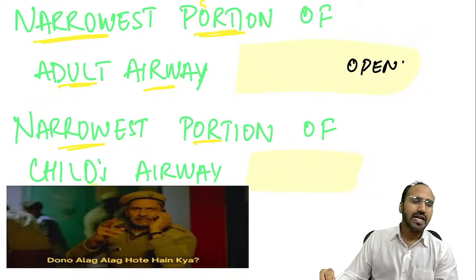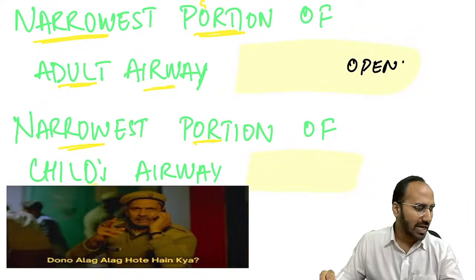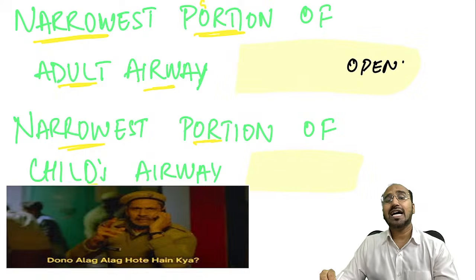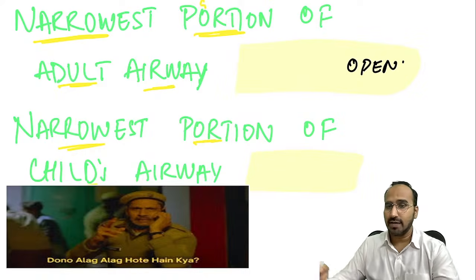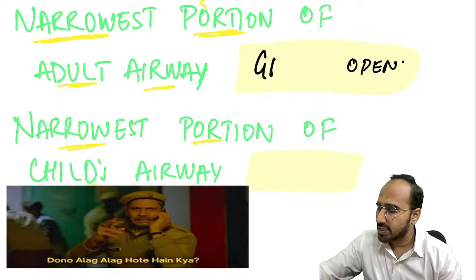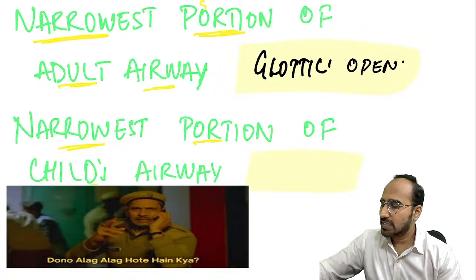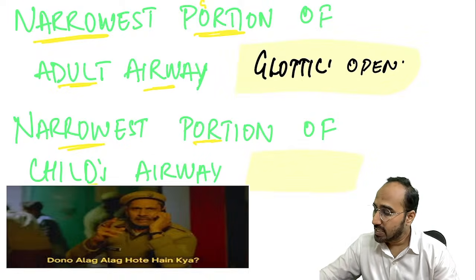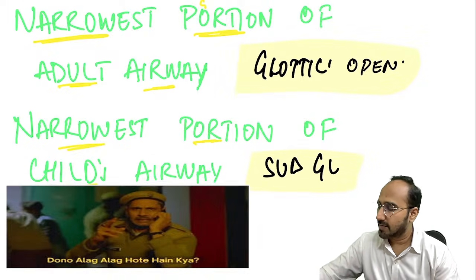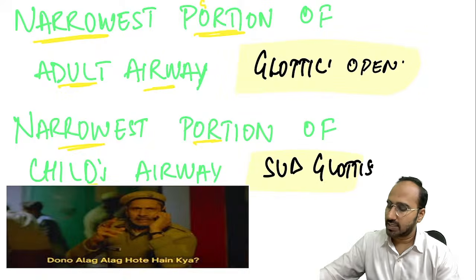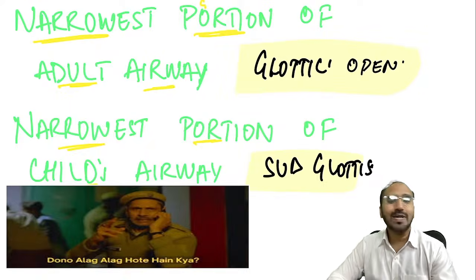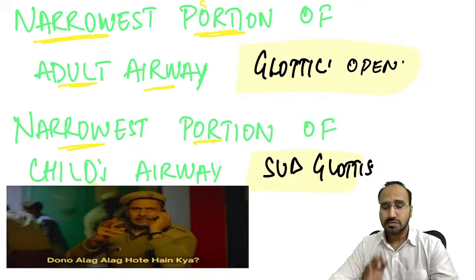Okay. As we are discussing the airway, we have to discuss something about the airway anatomy also. What is the narrowest portion of the adult airway? In the adult airway, the narrowest portion is the glottic opening. Whereas in case of a child, it is the subglottis. Okay.